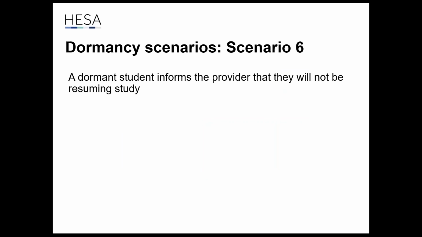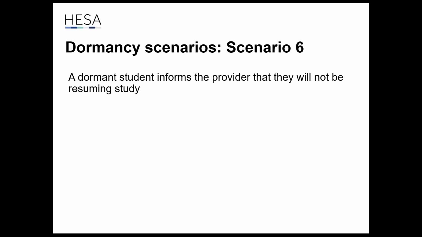Scenario 6 then. I've mentioned a couple of times that once a student course session is closed as dormant, the provider doesn't need to return them again unless they resume study or they know they will not be resuming study. So in this scenario, in a previous reference period, the provider has returned the student to us as dormant. They've already told us that this student is dormant, but however many reference periods later, the student informs the provider, actually, I'm not coming back to study on this engagement. And so the provider needs to tell us that.